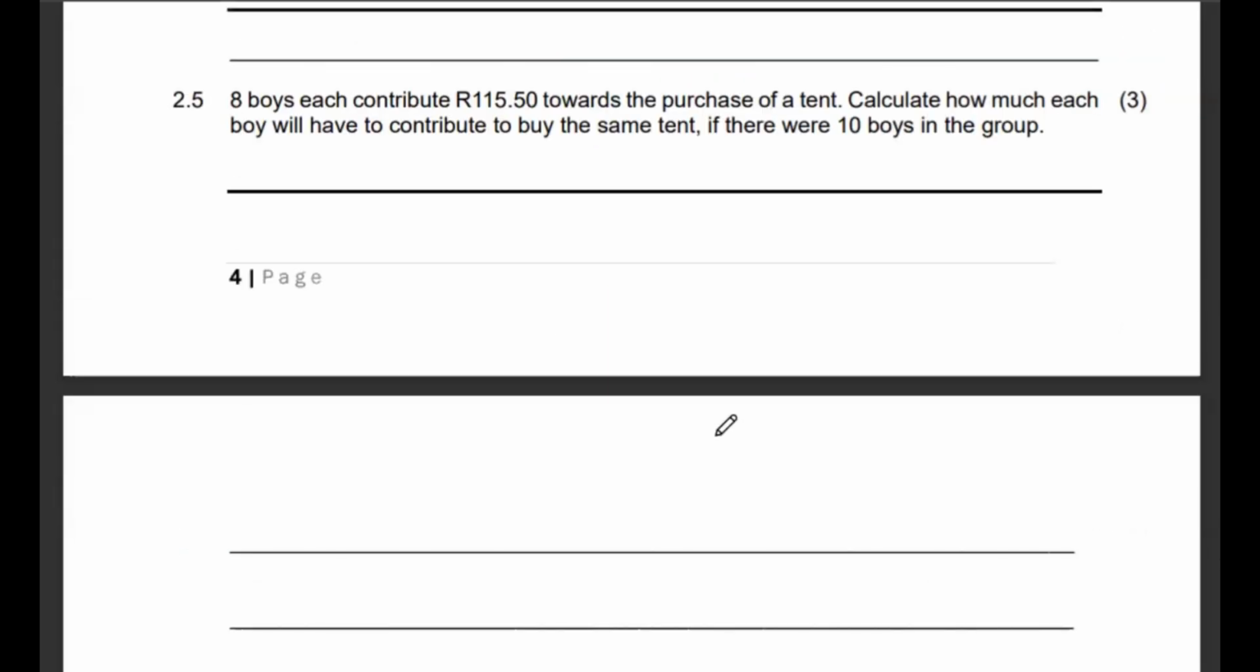And then 2.5, 8 boys each contribute 115.5 towards the purchase of a tent. Calculate how much each boy will have to contribute if we had 10 boys. So this is a proportion, okay, is it a direct proportion or an indirect proportion? Let's see. If 8 boys are contributing this much, how much is the tent? So this is 8 times 115,50. Okay, 115,5 times 8 means the tent is 924 rands.